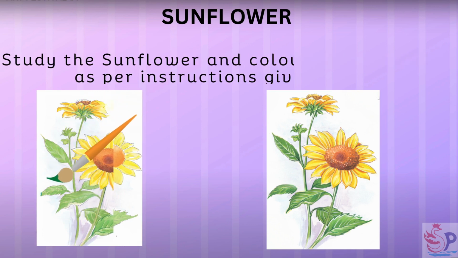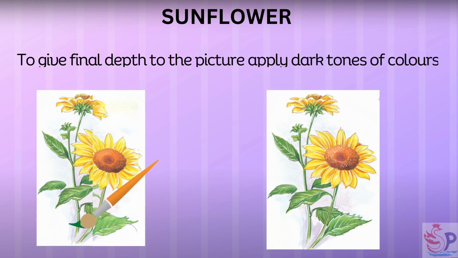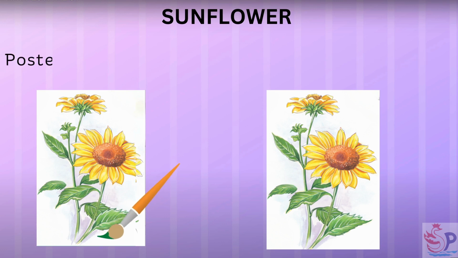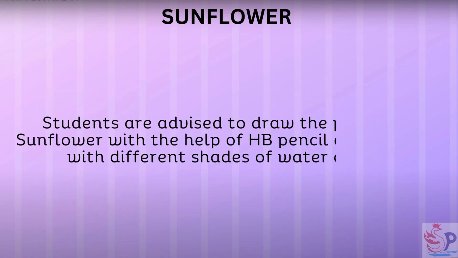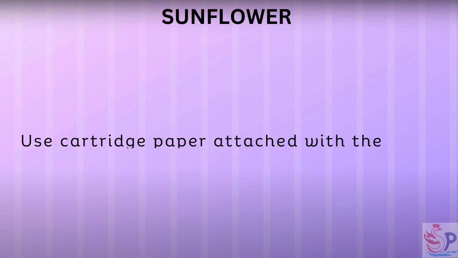Study the sunflower and color it step by step as per instructions given below. To give final depth to the picture, apply dark tones of colors. Poster white can be used selectively to bring more highlight to the picture. Note: students are advised to draw the picture of a sunflower with the help of an HB pencil and color it with different shades of watercolor. Use cartridge paper attached with the book.